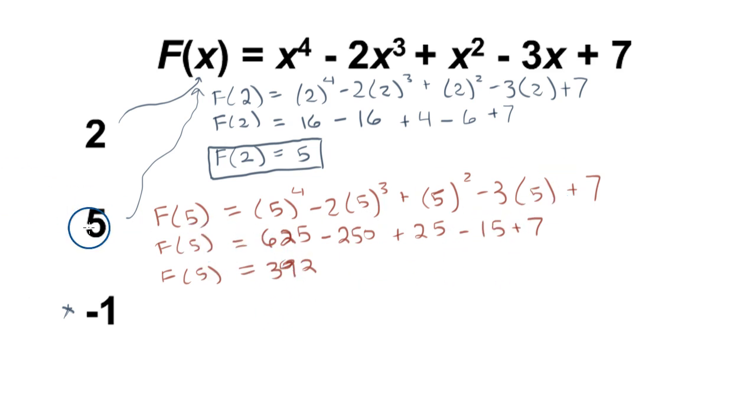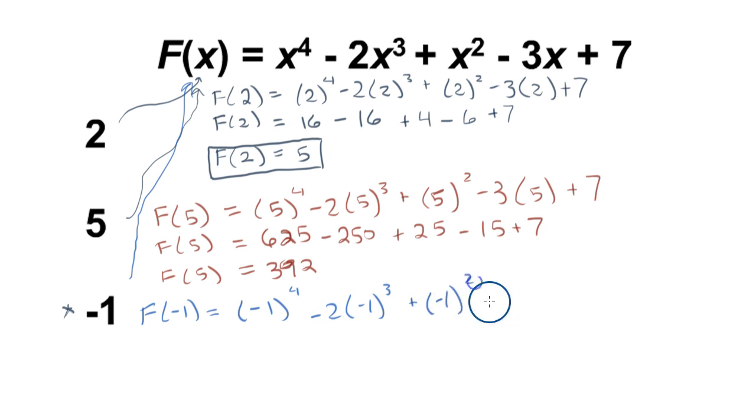In our last question here, we're asked to find the f of -1, or evaluate our f of x function up here, where x is -1. And so if we do that, we're going to get the f of -1 equals -1 to the 4th minus 2 times -1 to the 3rd plus -1 squared minus 3 times -1 plus 7.